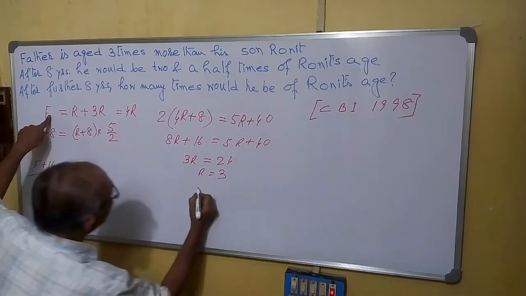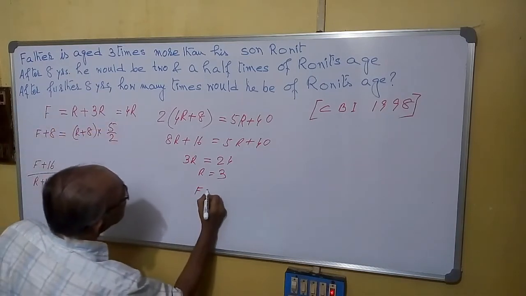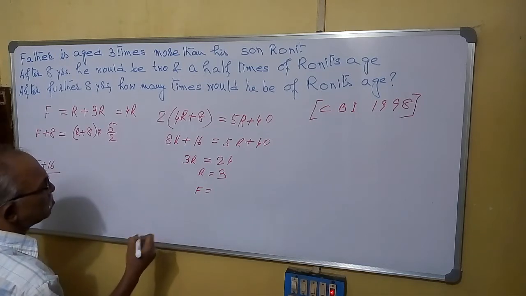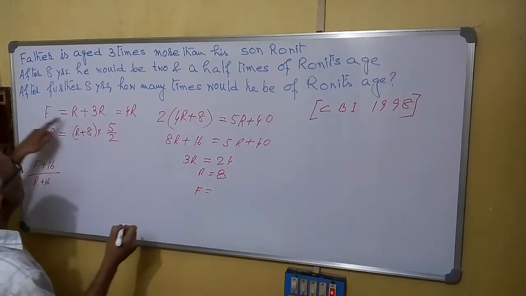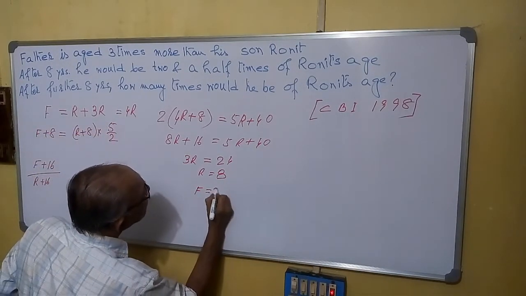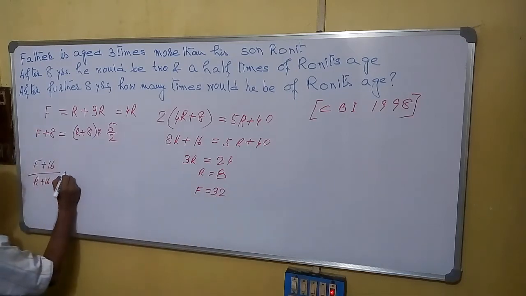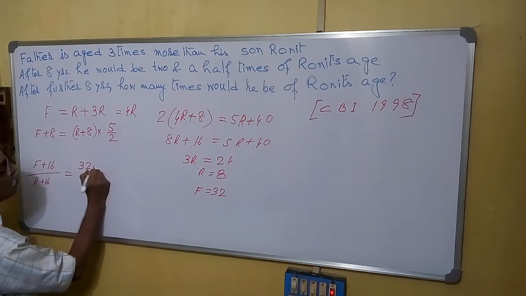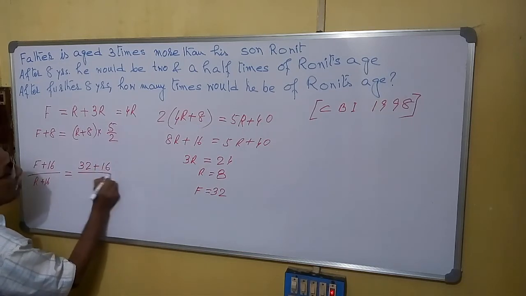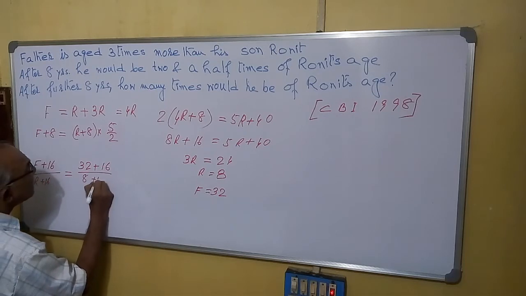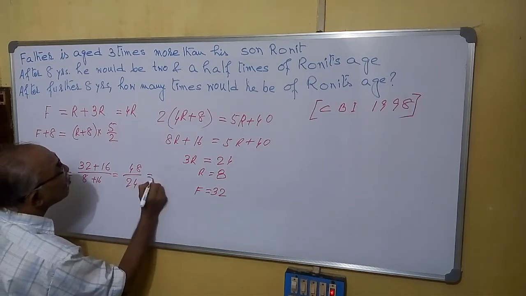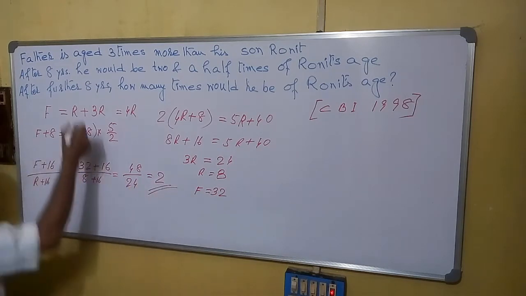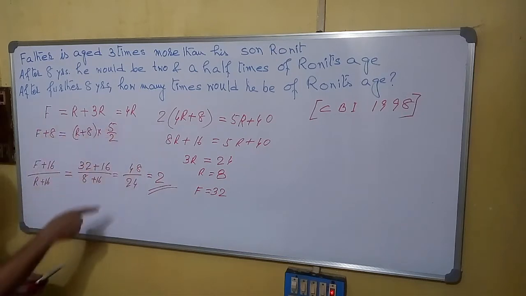So father equals 4R, this R equals 8 and father equals 4R, so 4 into 8 equals 32. Now we can put it as 32 plus 16 by 8 plus 16. It is 48 by 24. So this will be the answer. Actually the sum is given as MCQ. Options are there. I am directly showing you how to do it.